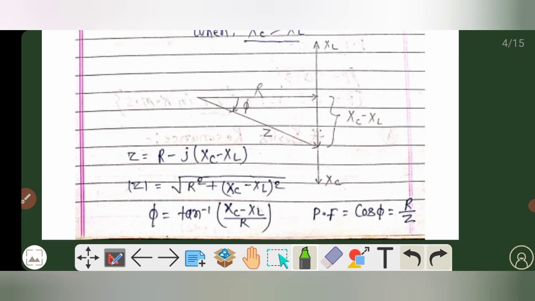Now as you can see here, the value of Z, the impedance, is equal to R minus j (XC minus XL).